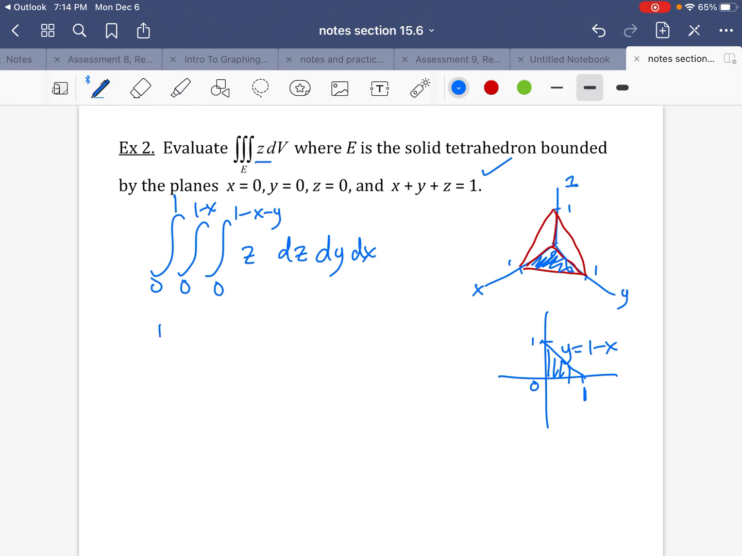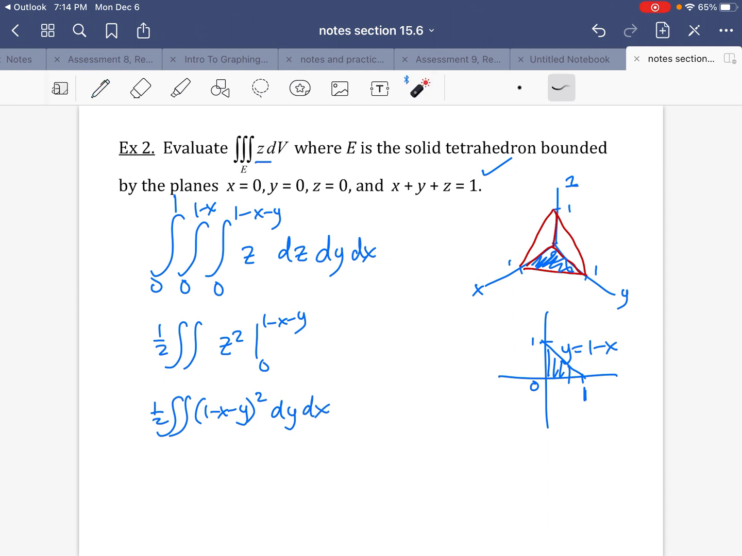Let's see, so integrate with respect to z, I get z squared over 2. So I'm going to put the 1/2 out front, still have two integrals, and I have z squared to evaluate from 0 to 1 minus x minus y. So I'm going to plug 1 minus x minus y in there, so I have 1 minus x minus y squared, and then minus 0, so that doesn't do anything. All right, so I have 1/2, I still have a double integral to do with dy and dx.